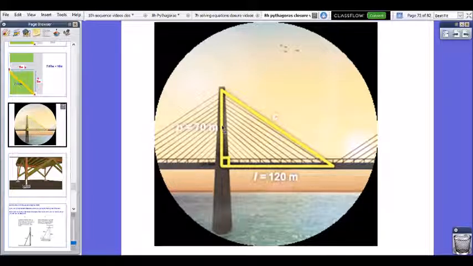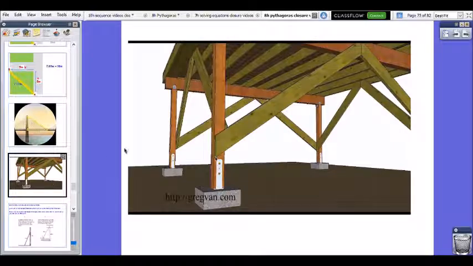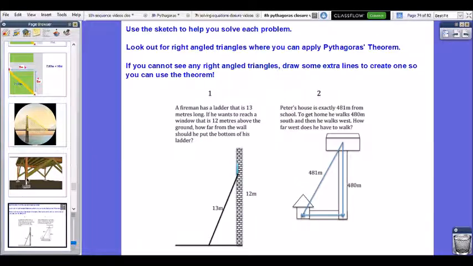You could use Pythagoras' theorem to work out how long each of these beams, these supporting beams, would need to be. Similarly, in a structure like this, as you can see, to support this wooden structure, these beams are keeping the whole thing together. For you to figure out how long they need to be, you could use Pythagoras' theorem to work that out. So in today's lesson, it's going to be all to do with those types of problems. So it's applying Pythagoras' theorem to real life situations.